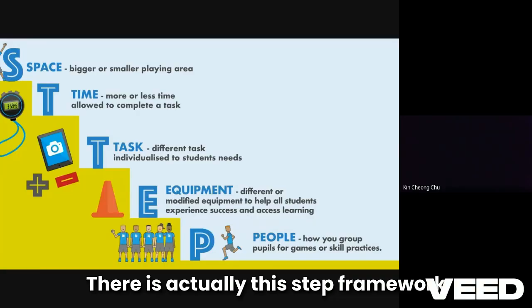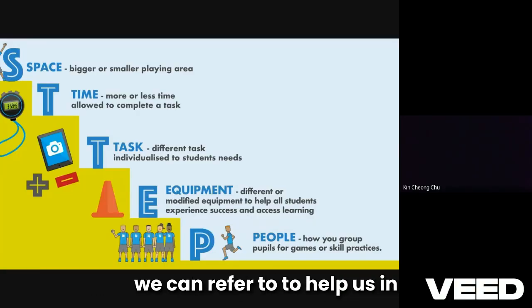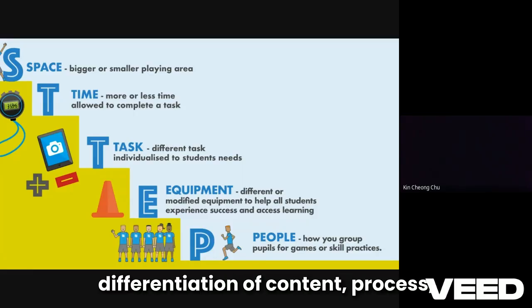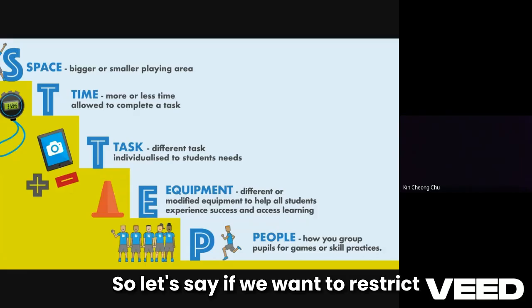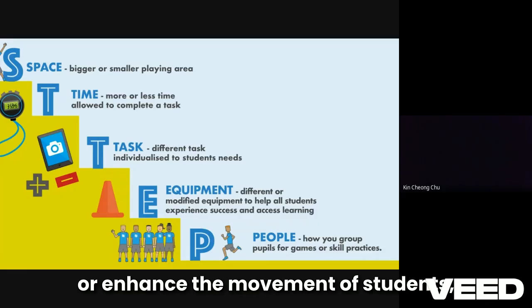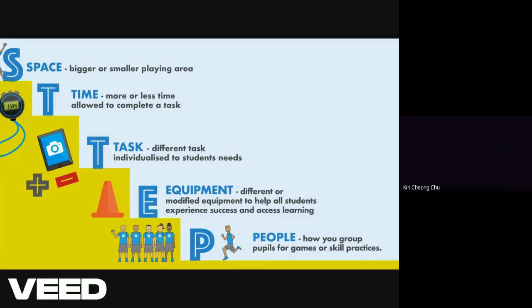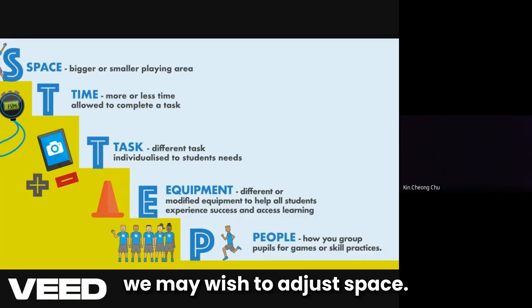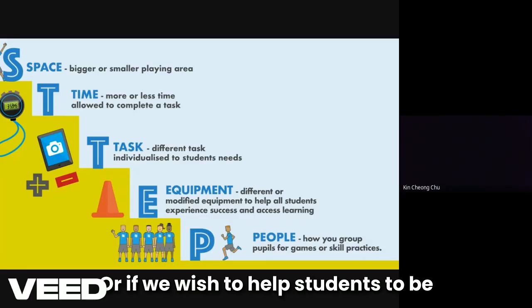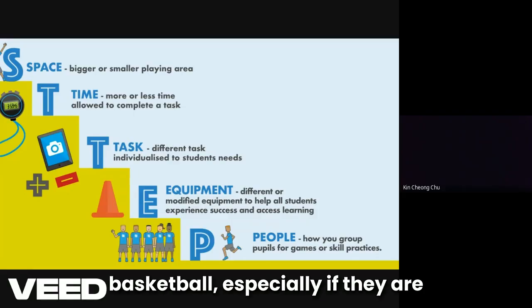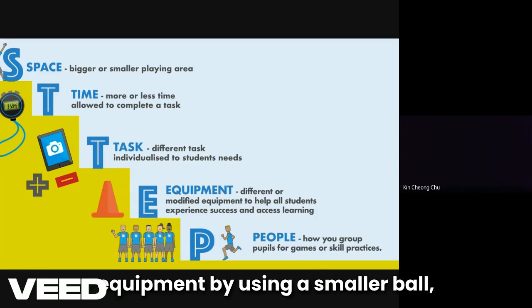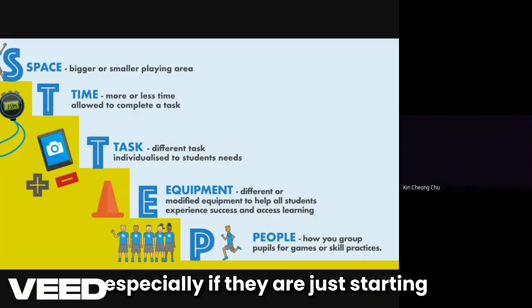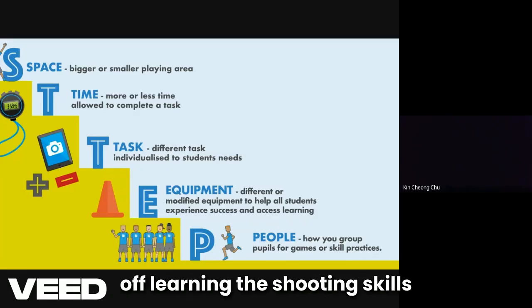But how can PE teachers do DI for our PE lessons? There is actually this step framework we can refer to help us in differentiation of content, process, product, and the environment. So let's say if we want to restrict or enhance the movement of students, we may wish to adjust space, or if we wish to help students to be more successful in shooting the basketball, especially if they are beginners, we may wish to adjust the equipment by using a smaller ball, especially if they are just starting off learning the shooting skills itself.